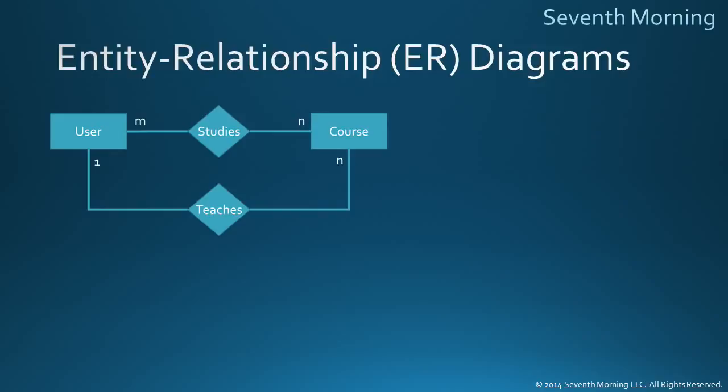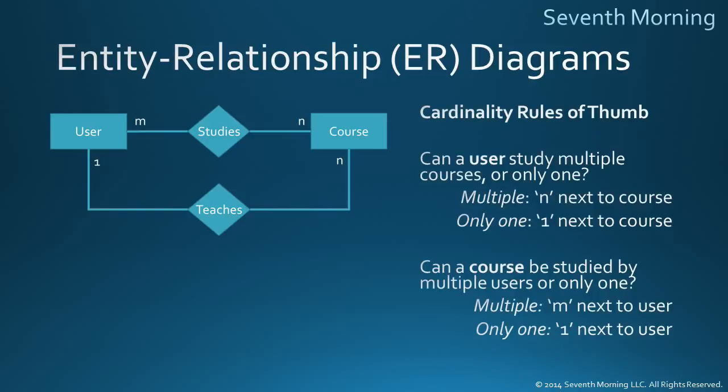I realize that getting cardinality right can be challenging, so I'll give you a heuristic for it, a rule of thumb. When you have two entities, like user and course, that are joined by a studies relationship, ask yourself these questions. First, can a user study multiple courses or only one? If it's multiple, then we want to put an N next to the course. If it's only one, put a 1 next to the course.